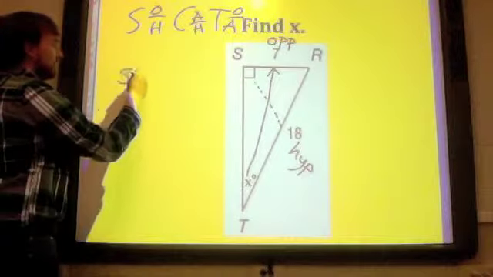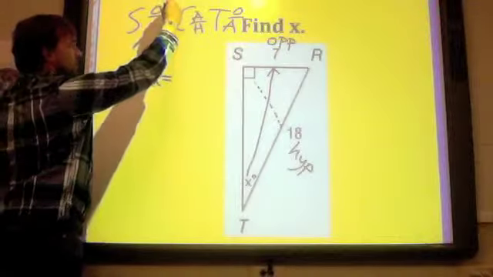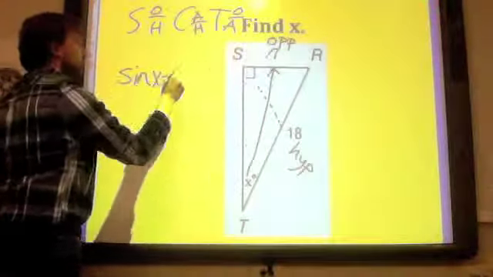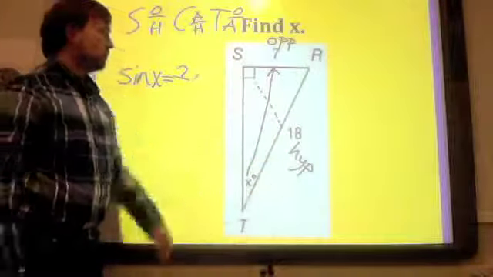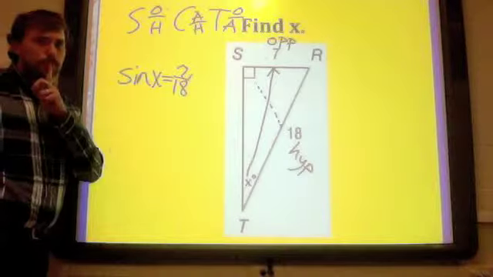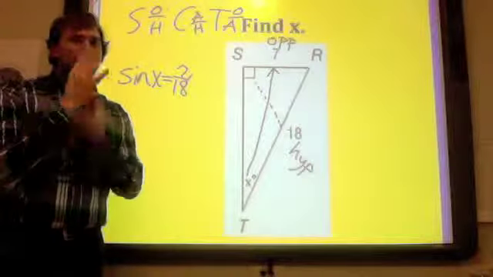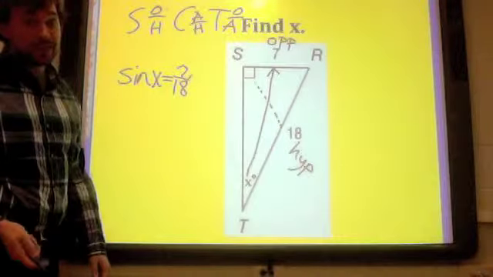That's going to be sine. Sine x equals opposite over hypotenuse. What's my opposite? You labeled it, you should know it. It's 7. What is my hypotenuse? You labeled it, you should know it. It's 18. But x is an angle. I don't know what I'm doing. Yes, I do, because Mr. Thixton taught me.